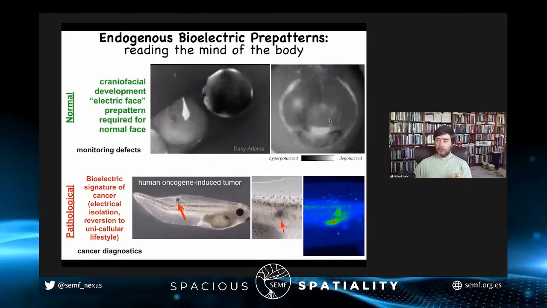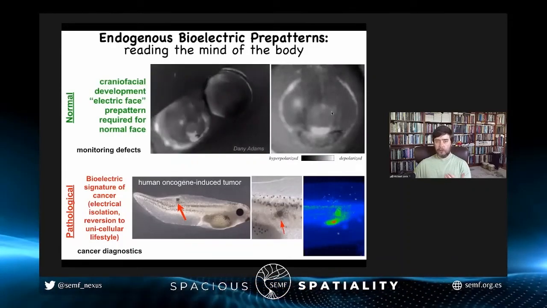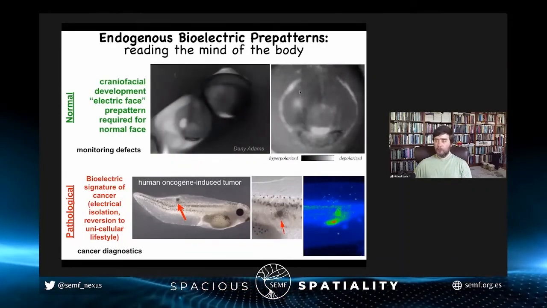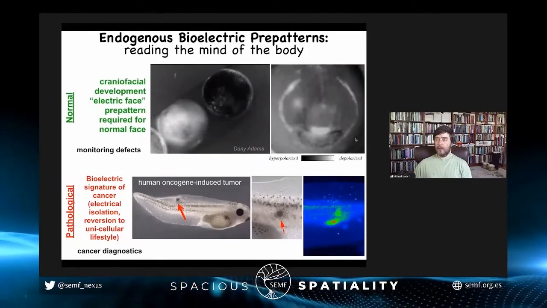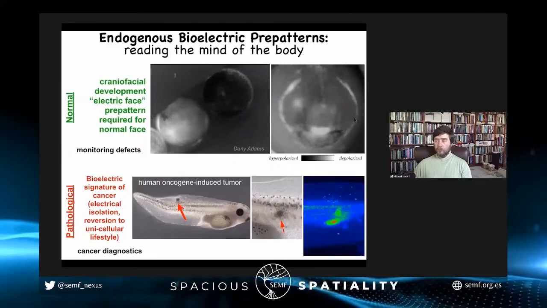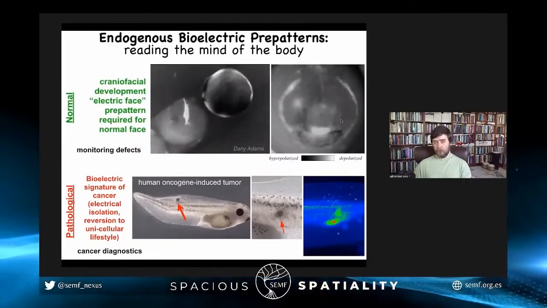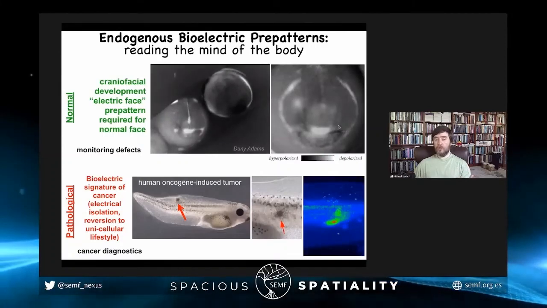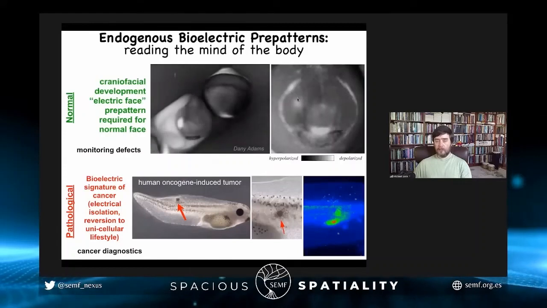And I'm showing you this one because it's so simple. It literally looks like a face, right? There are other patterns that are much more complex that you can't really just visually decode. But this one is very clear. This is the memory of what a tadpole face is going to look like. And if you disrupt this electrical pattern, the gene expression will change and the organogenesis will change. And I'll show you examples of that momentarily.